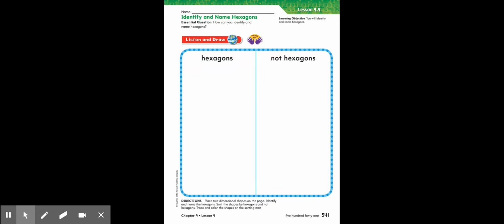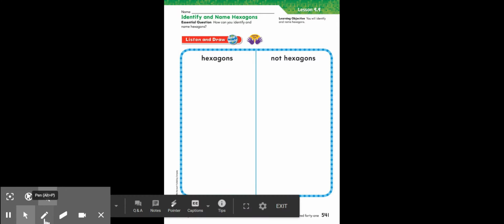On hexagons. So, who remembers how we can identify and name a hexagon? That's right, by the number of sides that it has. So first we're going to think about how many sides a hexagon has. Do you remember? Oh, wow, you're right. 6 sides. That is more sides than any of the shapes we've learned about so far this chapter.